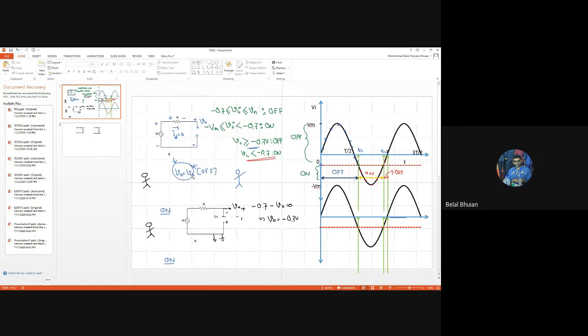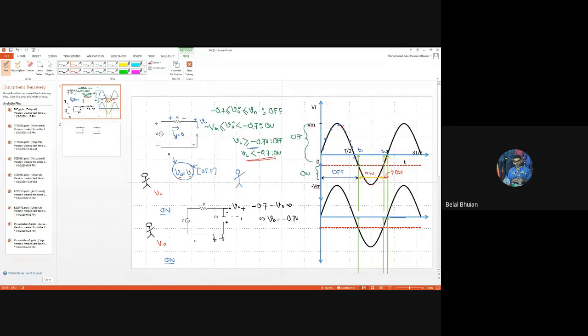So V naught is equal to VI means the two are identical. If I say this is V naught and this is VI, what is the relationship between V naught and VI? V naught is equal to VI. It's the same thing we're going to do. So when the diode is off, V naught should be exactly equal to VI.